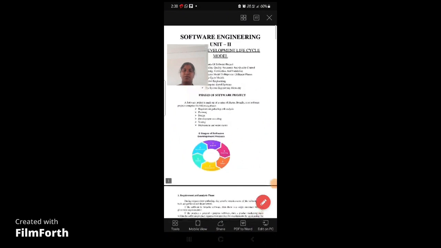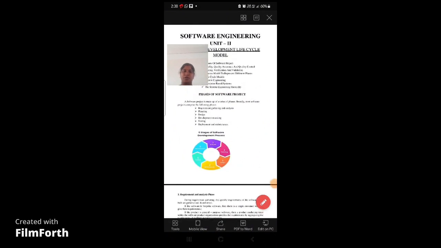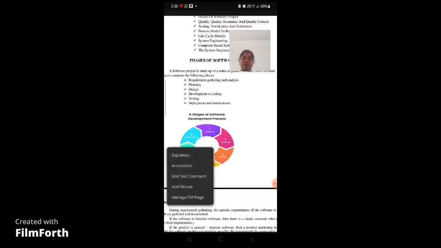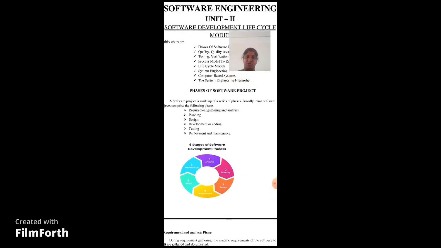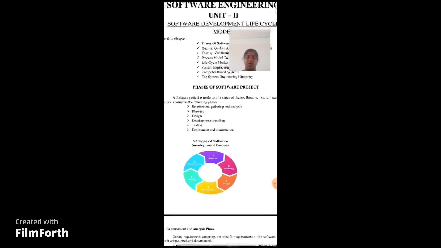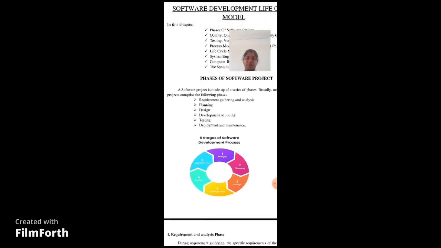Hello everyone. Now we are going to discuss the topic software development life cycle. In this software development life cycle, we have to know about the main phases of software project management. We have to know the phases of a software project. The phases arrive in many projects.